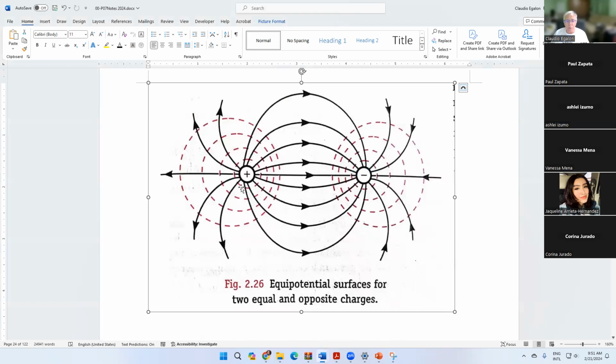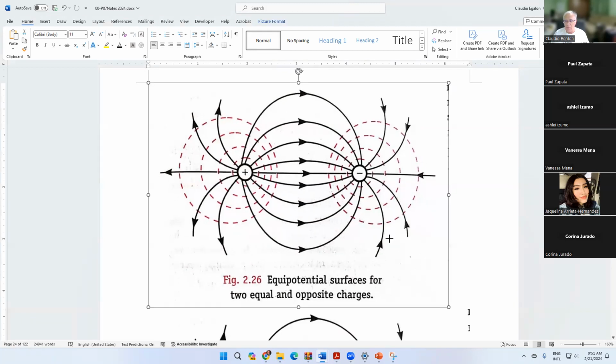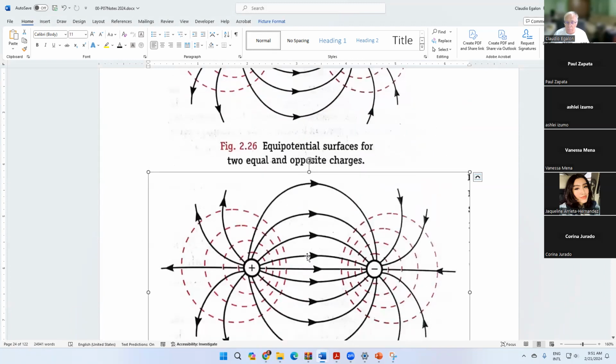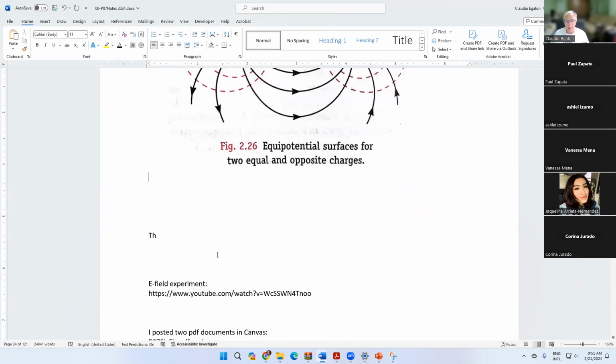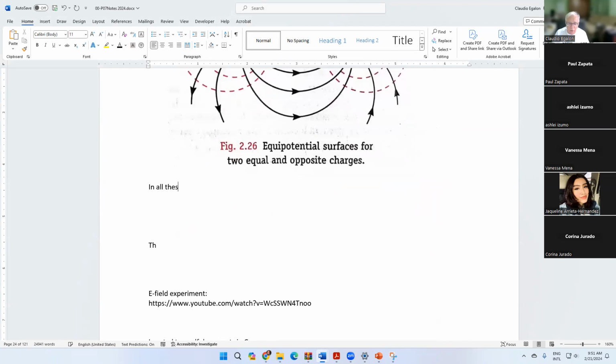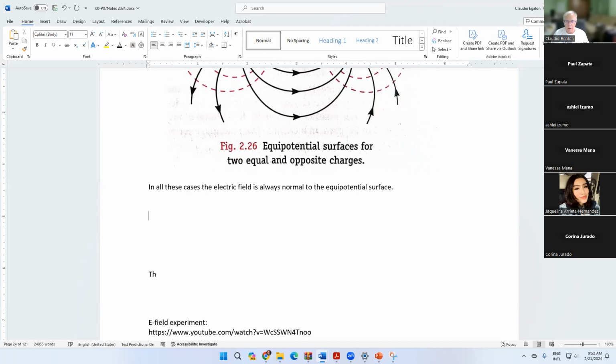Electric fields and equipotential surfaces. And don't forget, these electric fields are going to be perpendicular to the equipotential surface. In all these cases, it pasted before, I didn't notice it. In all these cases, the electric field is always normal to the equipotential surface. Right? Always.